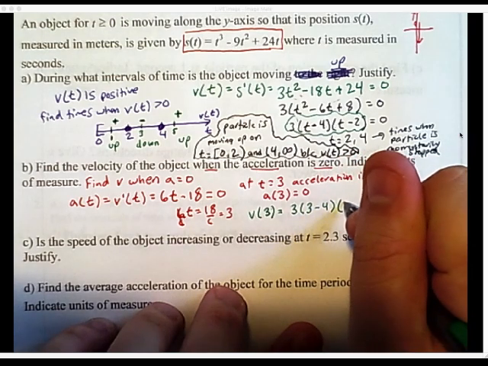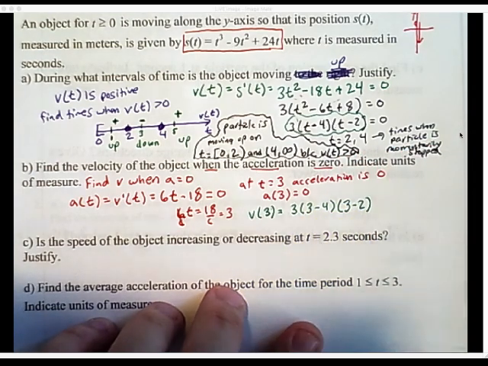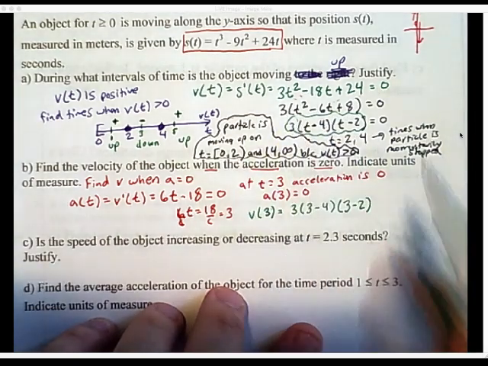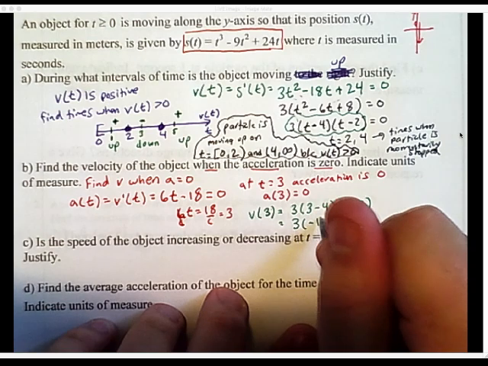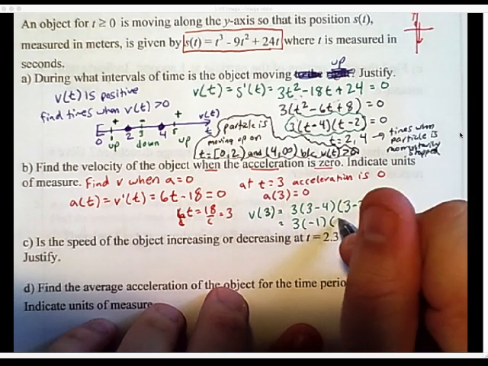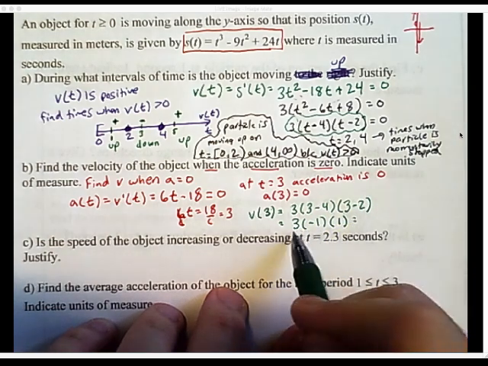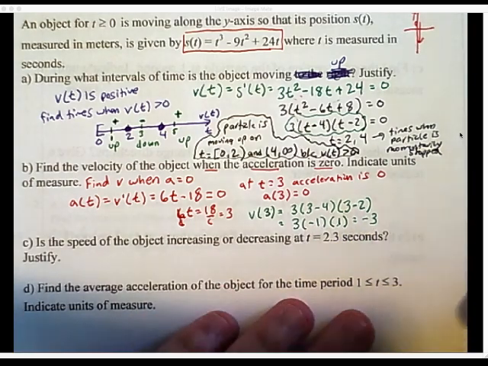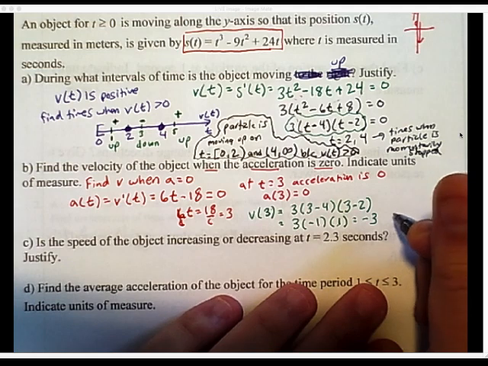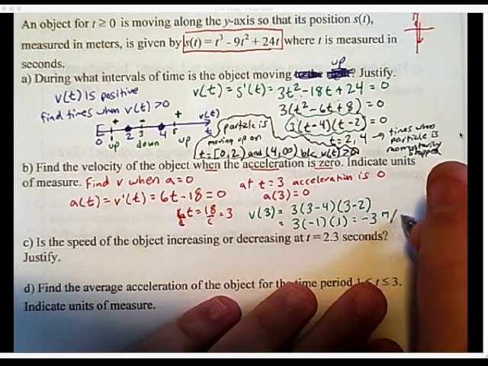I just did it from the factored form. So that would be 3. 3 minus 4 is negative 1. 3 minus 2 is positive 1. 3 times 1 is 3, times negative 1 is negative 3. And the units there, since it's a velocity, this would be meters per second.